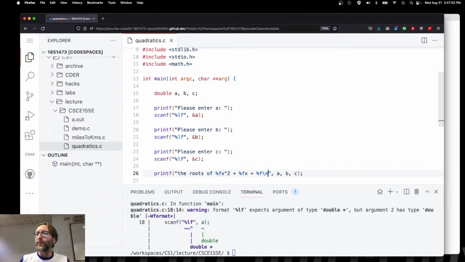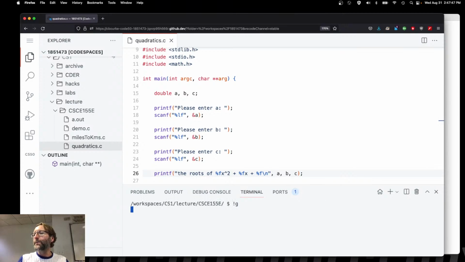Because they are doubles, I am using %f. You can probably get away with using %lf with printf 99 times out of 100, right? But I'm going to use %f here to be safe. Let's see if this actually works.